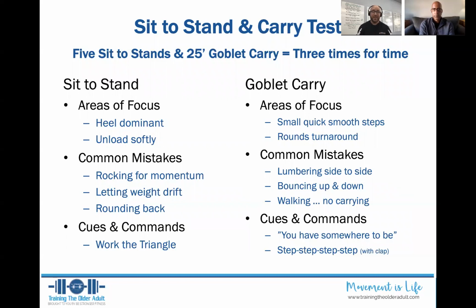You'll see with the sit to stand, we need them to stay fairly heel dominant, to be able to unload onto the box softly so they're not just dropping onto it. That means the height of the chair is too low. Some of the common mistakes, you'll see them rocking to get up and down. That means they haven't built the hip strength or the core strength to be able to transition yet. So adjusting the load or the height will help.